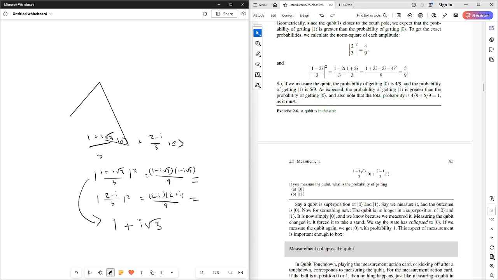That's i square root of 3 minus i square root of 3. So we've got i square root of 3 and minus i square root of 3 multiplied together. So it'll give us minus i squared. i squared is negative 1, which just gives us 1. So 1 times the square root of 3 squared, which just gives us 3. So 1 plus 3 over 9, which is 4/9.